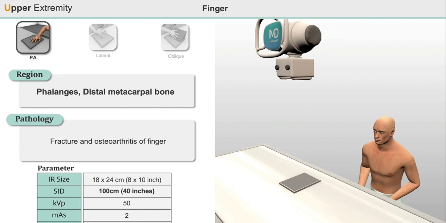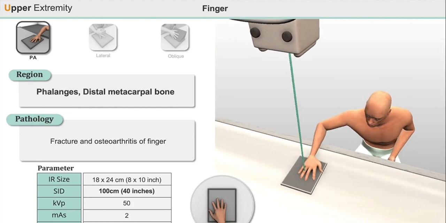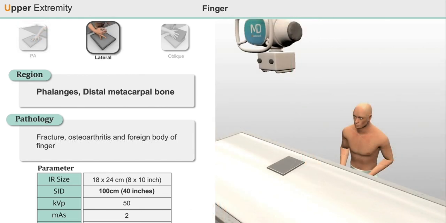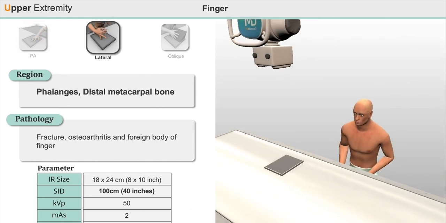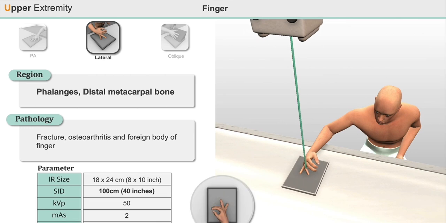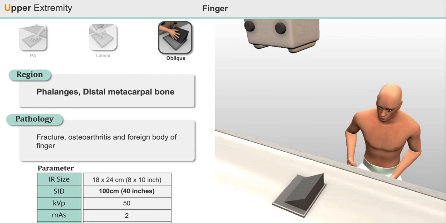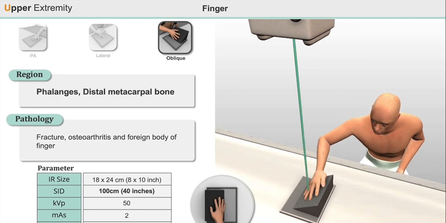Finger PA projection uses vertical collimation to the proximal interphalangeal joint. Finger lateral projection uses vertical collimation to the interphalangeal joint. Finger oblique projection also uses vertical collimation to the interphalangeal joint. You can also conduct a low kVp image or utilize a non-screen cassette if higher resolution of the image is necessary.